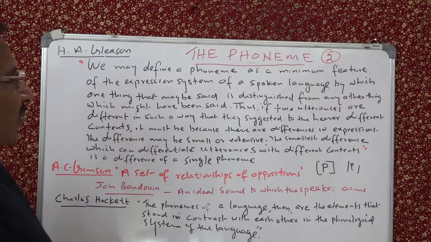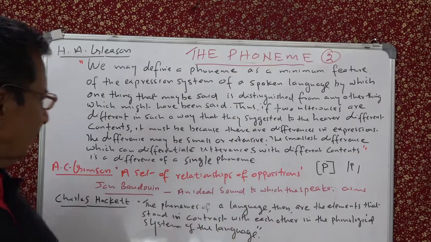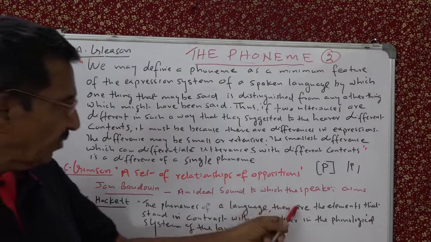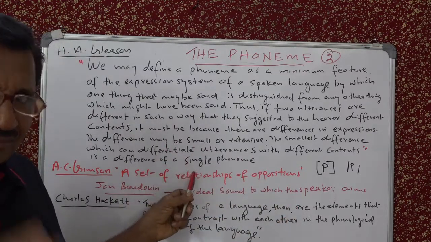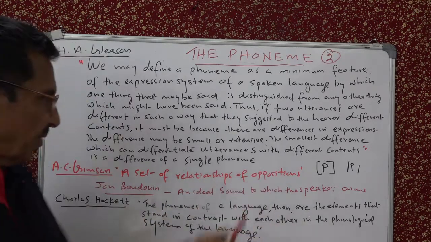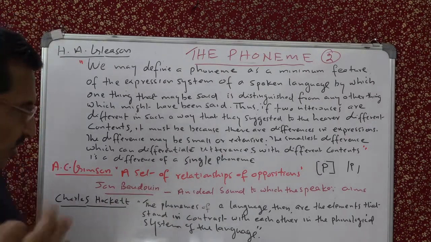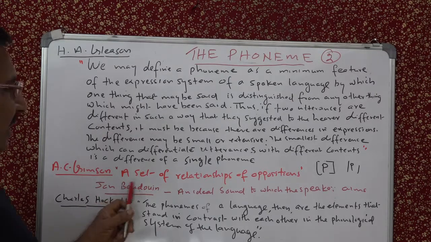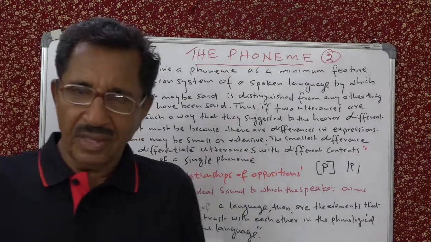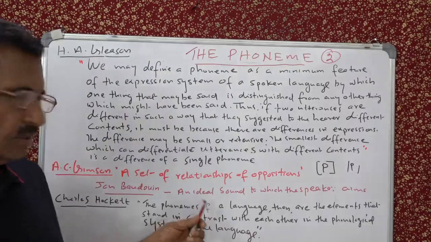The difference may be small or extensive, meaning one phoneme or more than one phoneme. The smallest difference which can differentiate utterances with different contents. Meaning will be different, sound will be different. The set of phonemes will be different and the meaning will be different, and it is the difference of a single phoneme. This idea has its own importance. Now A.C. Gimson says a set of relationships of oppositions, which I just expressed: man, woman, boy, girl, like that. Because one cannot be the other.